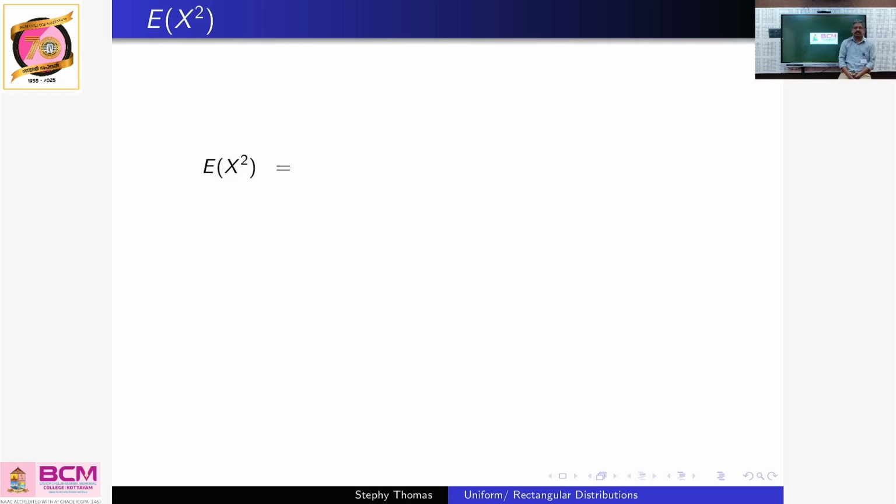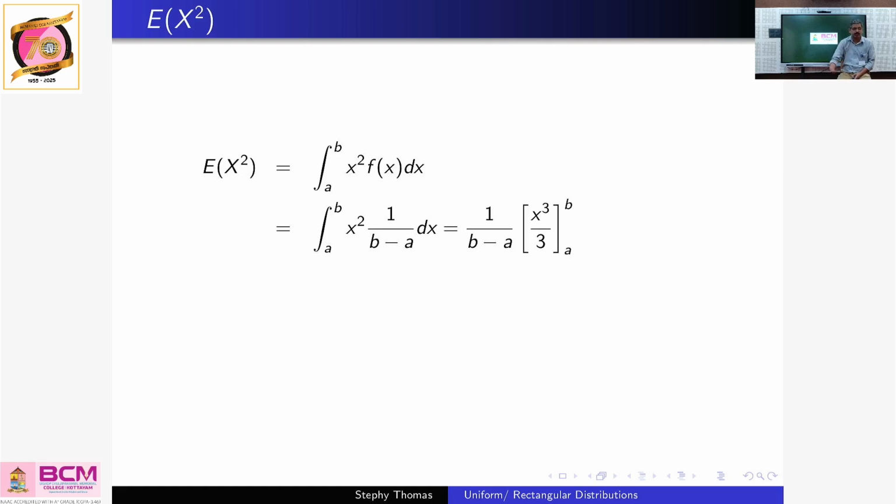Proceeding as in the earlier lines, we can see that expectation of x square is equal to, by definition, integral over the range of x square into f of x dx. Here f of x is equal to 1 by b minus a, and we will take this 1 by b minus a out, then it becomes 1 by b minus a into integral x square dx.